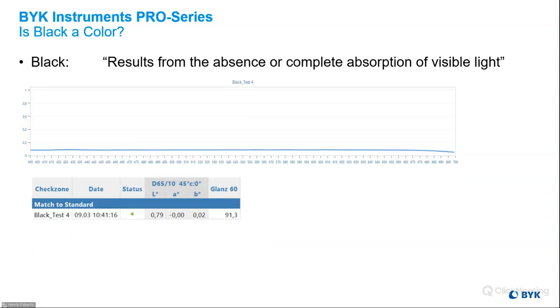Now let's look at a reflectance curve again, now for a black. The definition for black results from the absence of or complete absorption of visible light. So as you can see, the definition is the complete opposite to that of color. And the reflected light in this example you see here is at a very low level, at just 0.1%.